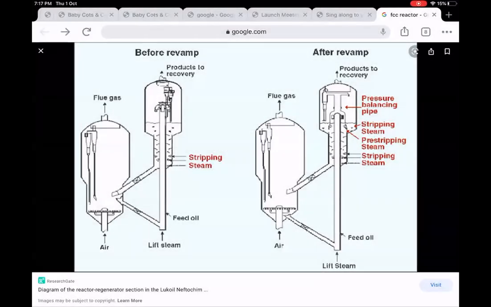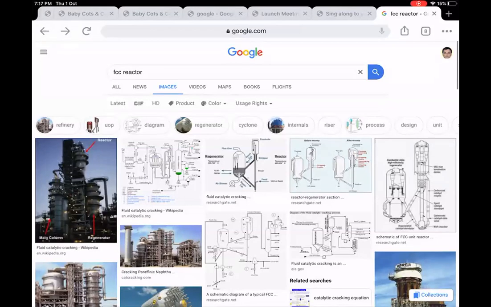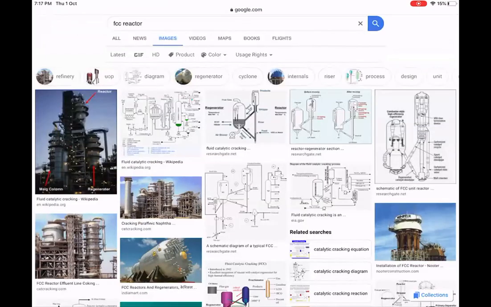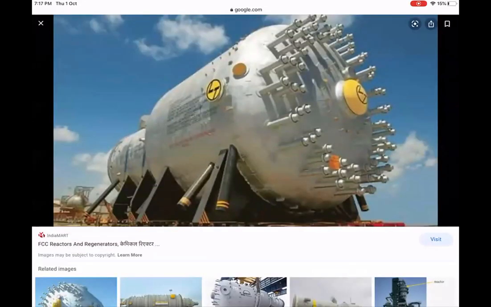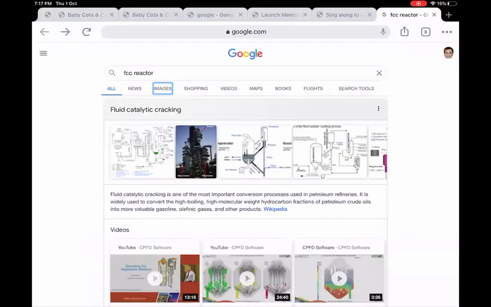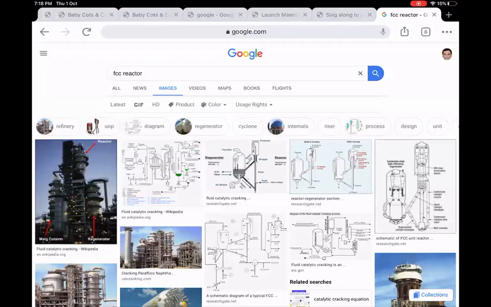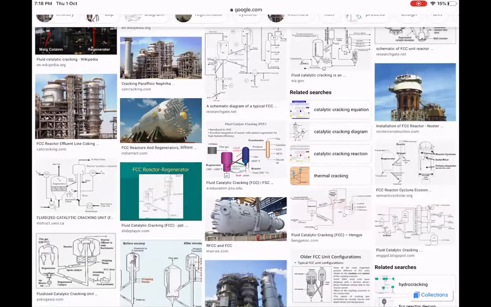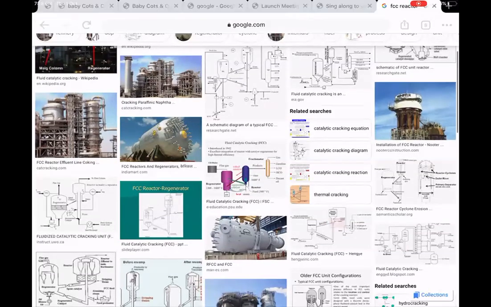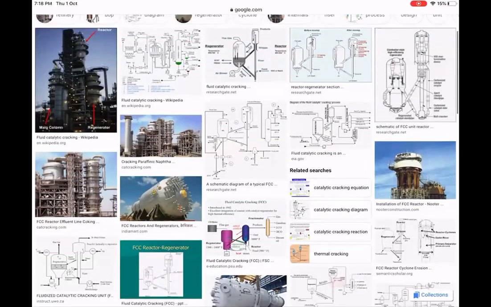So like this you can get many pictures of FCC, but all the principles of FCC will remain the same. So these are the FCC reactors that you see, how big the regenerator is, manufactured by L&T. If you see the Reliance FCC reactor, that is the biggest FCC reactor in the world, having almost 20 meters diameter and almost 40 meters height. FCC reactors are like that. Clear? So this is how the FCC inside looks.